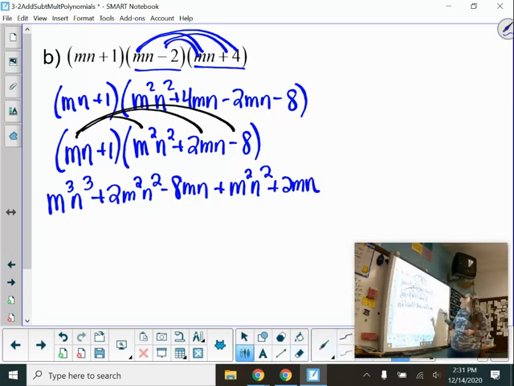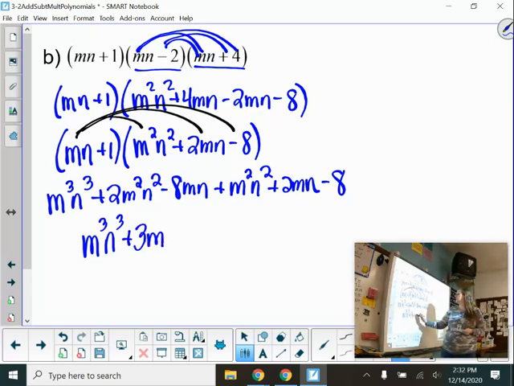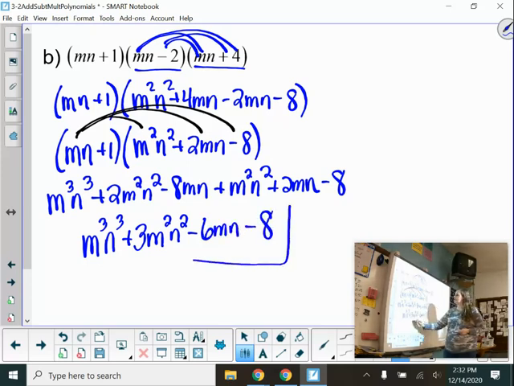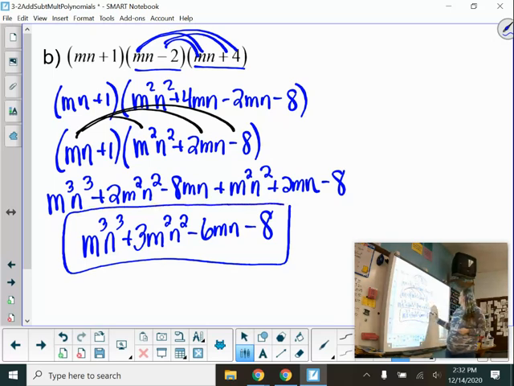You want to be very careful with your variables here because it's very easy to make a mistake. 1 times negative 8 is negative 8. Combine like terms, I only have 1 term that has the cubes in it. 2 m squared n squared and 1 m squared n squared is plus 3 m squared n squared. Negative 8mn plus 2mn is minus 6mn, and then I would carry down the minus 8 as it's the only constant term. And that's multiplying polynomials.